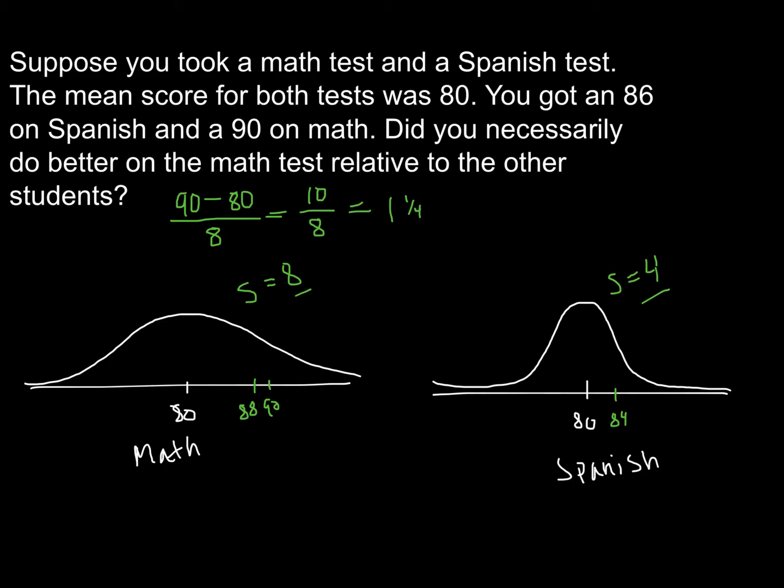For Spanish, let's calculate that. You got an 86. The mean was 80. So you are 6 units better than the mean. And the standard deviation was 4. So how many standard deviations were you better than the mean? Well, 6 divided by 4. You were 1 2/4, or 1 1/2 standard deviations better than the mean.